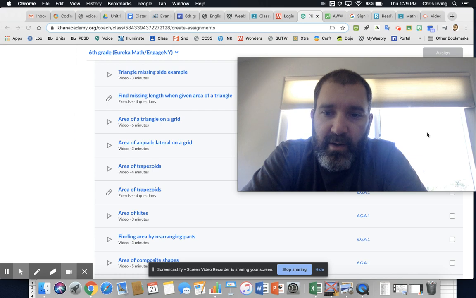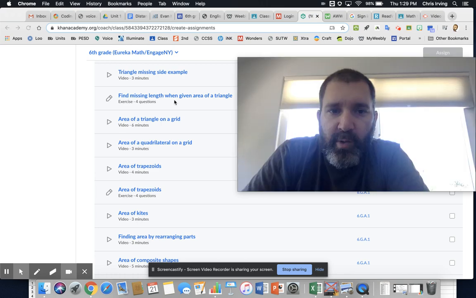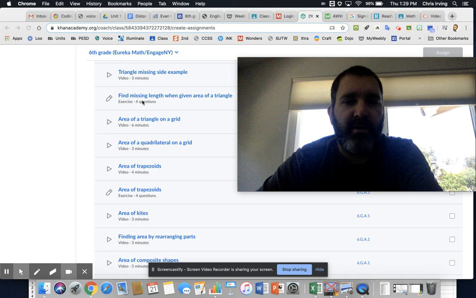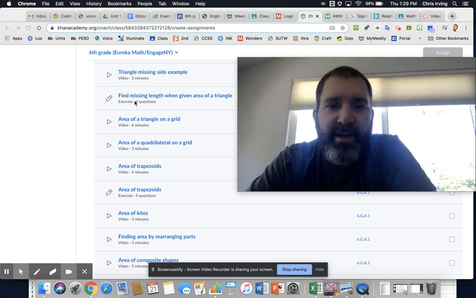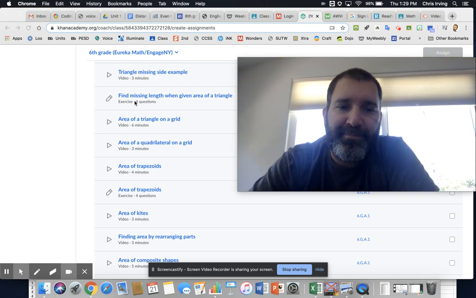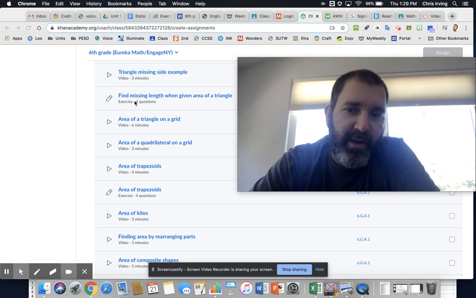We are still working on standard G1, which is just area. And right now we're going to do a quick little follow-up video on this activity. It's called triangle missing side example, finding missing length. And the exercise is called find missing length when given area. So again, it's not too tricky as long as you understand the formula for the area of a triangle.